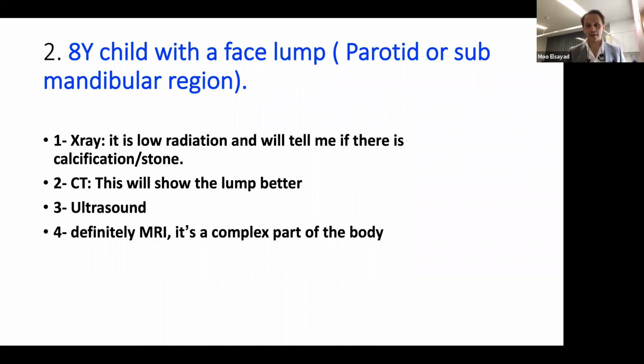8-year-old child with a face lump, parotid or submandibular region. Again, you've got a couple of options there. I made it 4. Someone says X-ray is a low radiation and will tell me if there's any calcification or stone. Maybe it's a good thought. CT will show the lump better. Yes. Ultrasound, perfect. Definitely MRI. Okay, I can see there's a challenge between 3 and 4, but I think 3 is winning. Perfect. I'm very happy with this. I'm really satisfied. You've all chosen the correct answer.